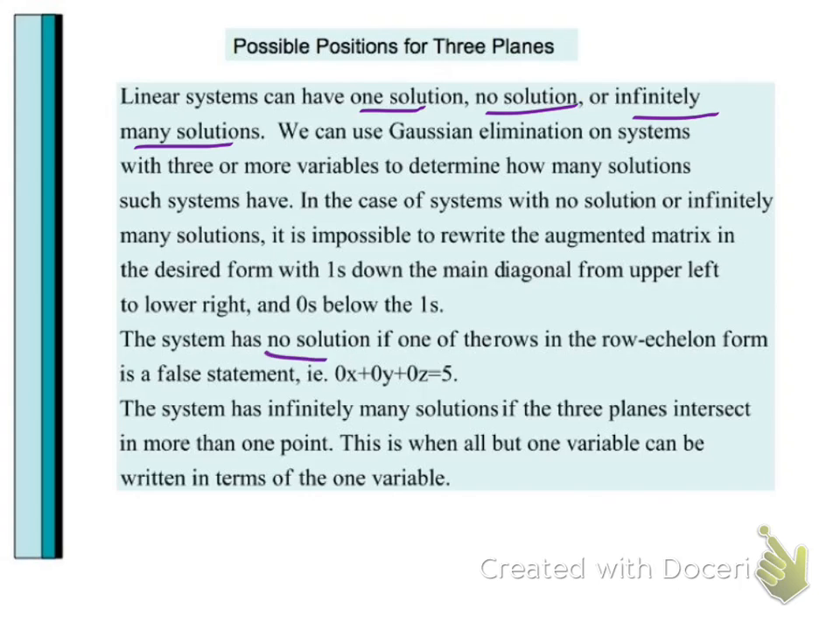One key thing here is that we will have no solution if one of the rows in the row echelon form is a false statement, for example, 0 equals 5. We've seen that with two variable systems, so that's still going to be the case of no solution.